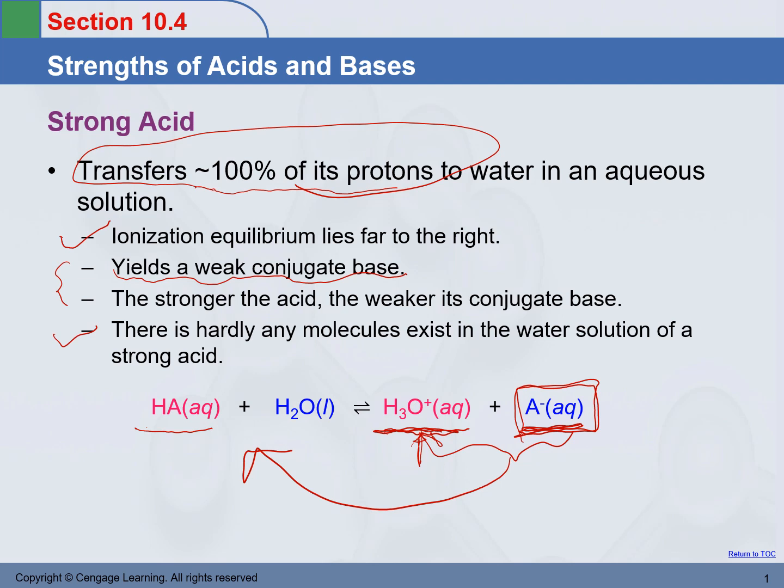As a matter of fact, the stronger the acid, the weaker its conjugate base. The stronger the acid is means the equilibrium lies farther and farther to the right, means the conjugate base cares less and less about protons. If a base doesn't care about protons, it is a weak base.